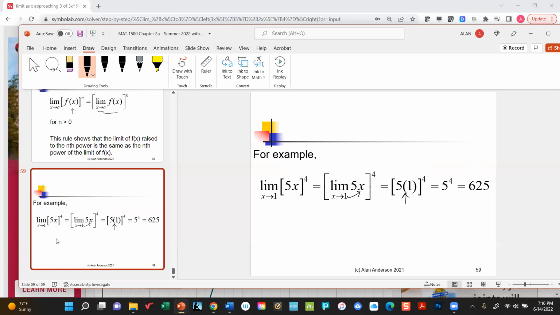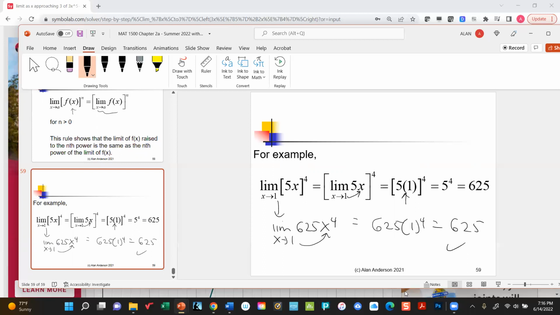Now, had I chosen to do so, I could have just said, well, listen, if I raise this to the 4th power first, before I take any limits, it's just 625 x to the 4th power. And then when I plug this in, I'll still, of course, get the same result. So it just demonstrates that we did it correctly.